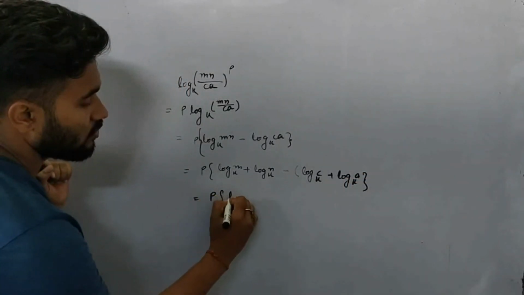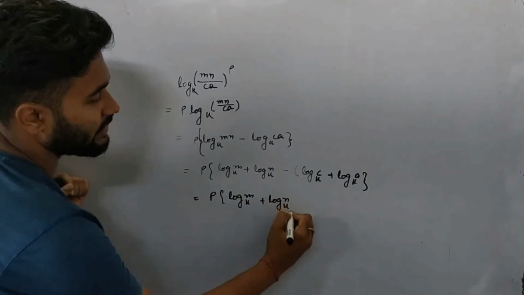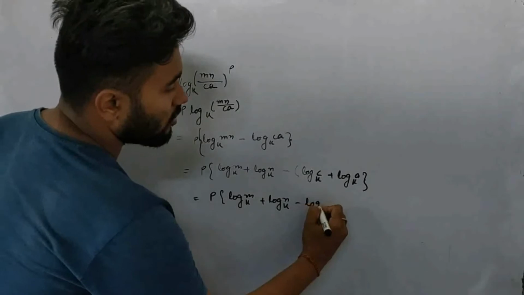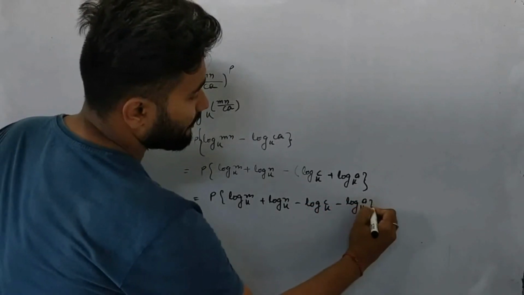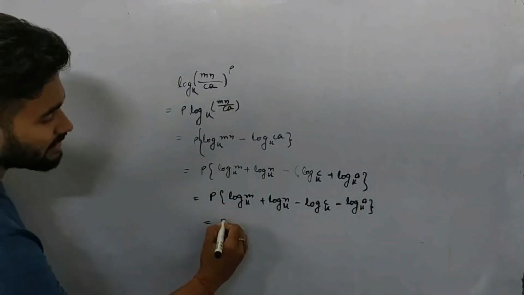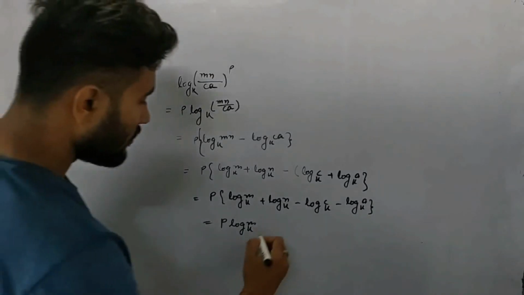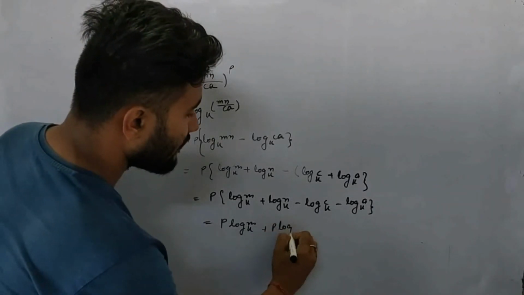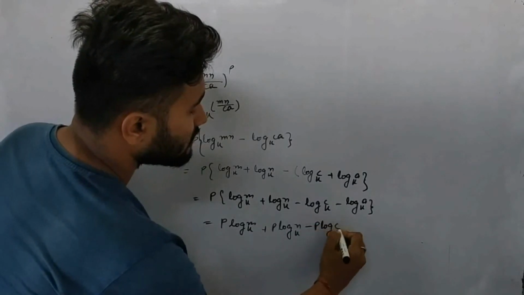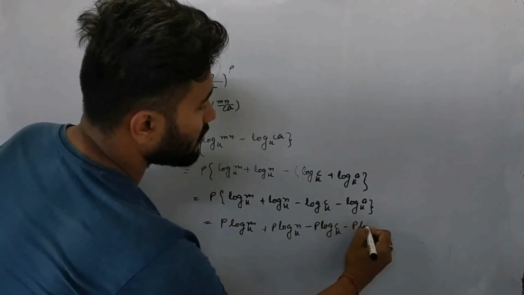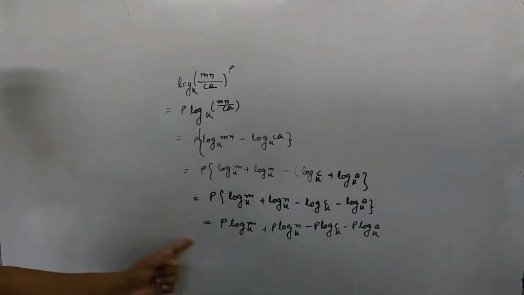So p log m base k plus log n base k minus log c base k minus log a base k. If I now multiply by p, this is p log m base k plus p log n base k minus p log c base k minus p log a base k. Understood? So this is the answer. This way you have to simplify.